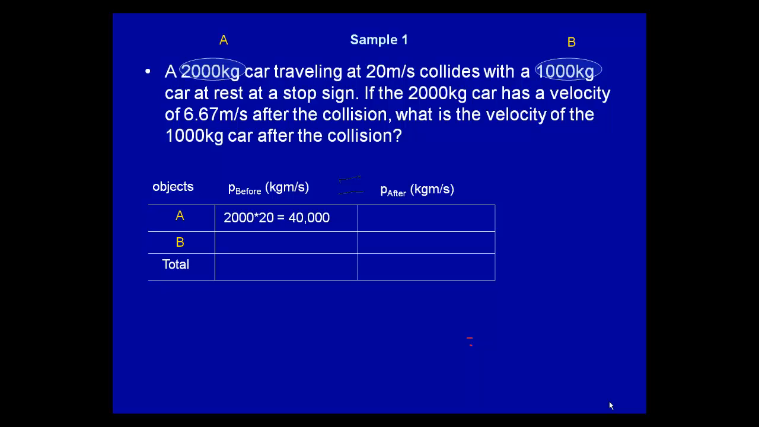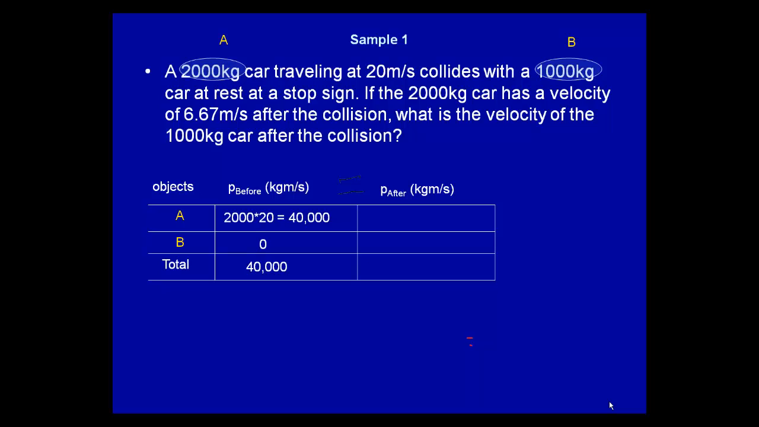Now, the momentum beforehand for car A is 2,000 times 20, so 40,000 units of momentum. The momentum of car B before is 0 because it's at rest. Now look for keywords like rest and stop because they will help you. So I know that beforehand I had 40,000 units of momentum. That's all I can have afterwards because they have to be equal.